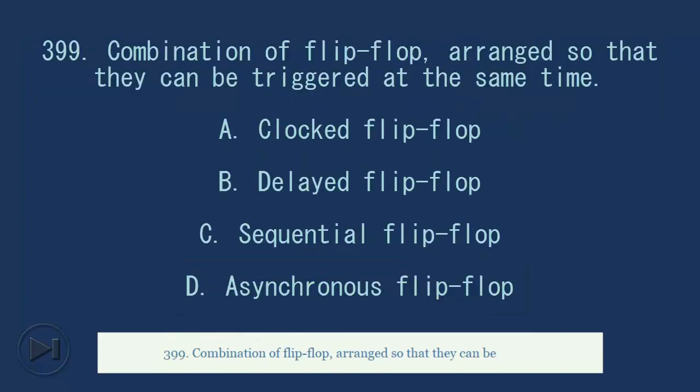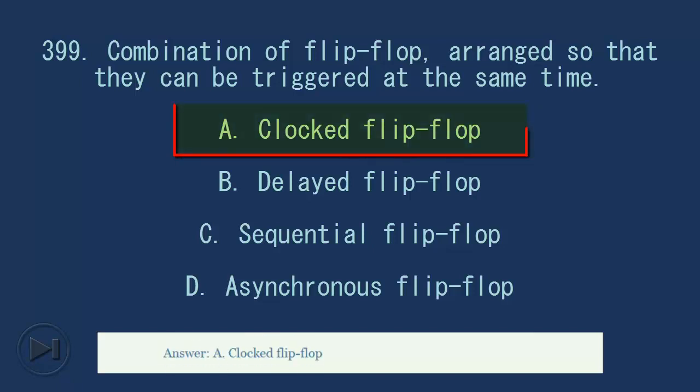399. Combination of flip-flop, arranged so that they can be triggered at the same time. A. Clocked flip-flop. B. Delayed flip-flop. C. Sequential flip-flop. D. Asynchronous flip-flop. Answer: A.